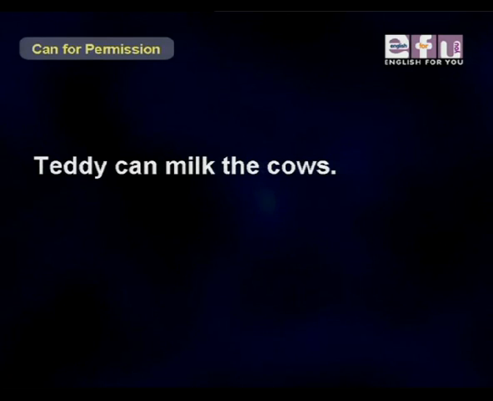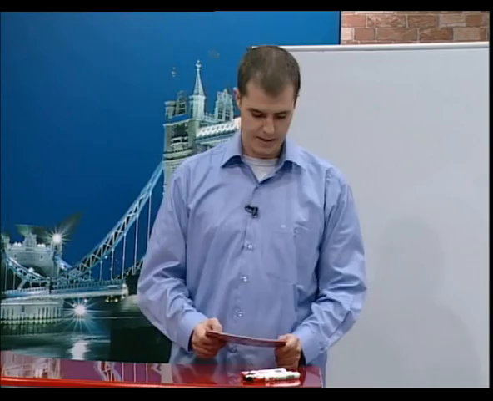So we also use can for permission. This means it's okay for someone to do something, or someone is allowing someone to do something. We use the same rules for can permission as we do for can ability. Can plus simple form of the verb. Let's practice. Do you remember can for permission?